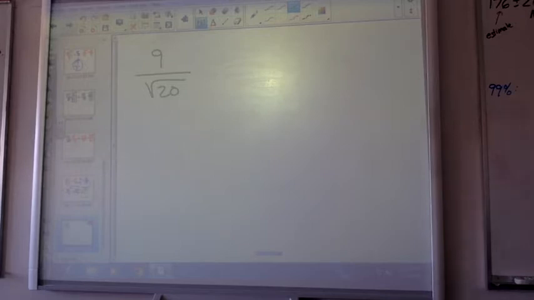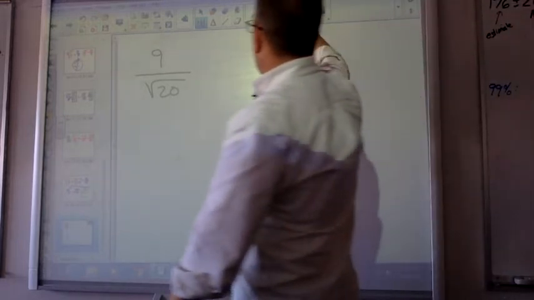You're okay breaking it up, but think about what you could multiply the denominator by to get it to a perfect square. Can I multiply 20 times something to get to 4? To 9? To 16? To 25? To 36 or 49 or 64 or 81 or 100? I could do 100. What times 20 gives me 100? 5. So what am I going to multiply top and bottom by?